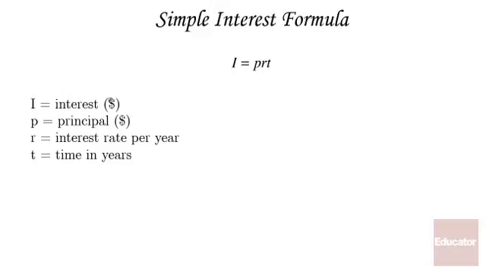Interest, again, is in dollars, right? Because if you're making that money, then it's in dollars. The principal, again, is money, so dollars. The rate is the percent. And T is for time, in years. So if it's 2 years, then T is going to be 2. If it's 5 years, T is 5.